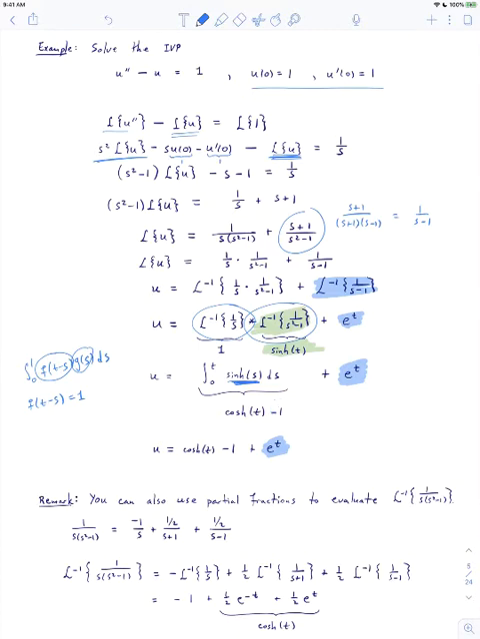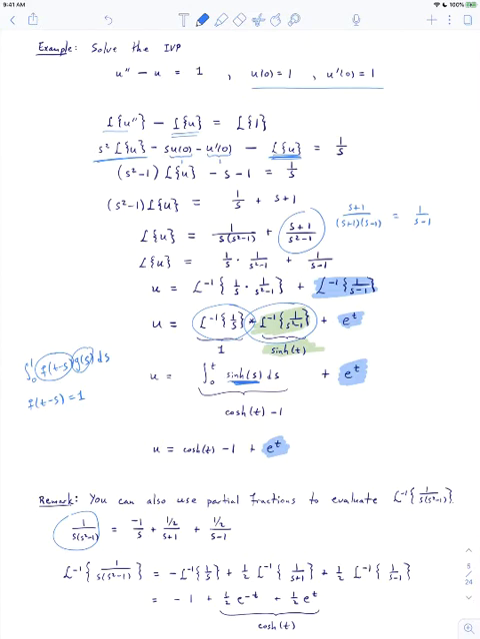Okay, so we didn't actually need the convolution theorem in this case. We could have just used partial fractions, because this term here, 1 over s times s squared minus 1, is the thing that we wanted the inverse Laplace transform of.